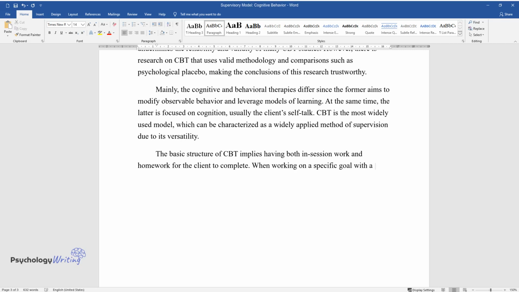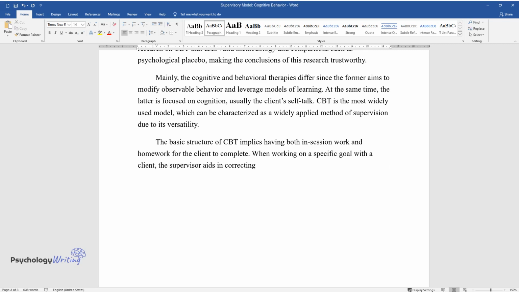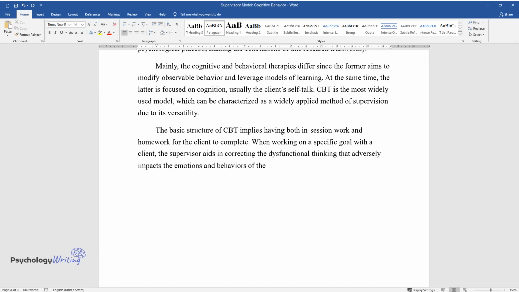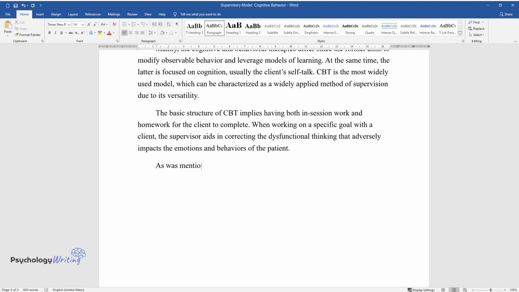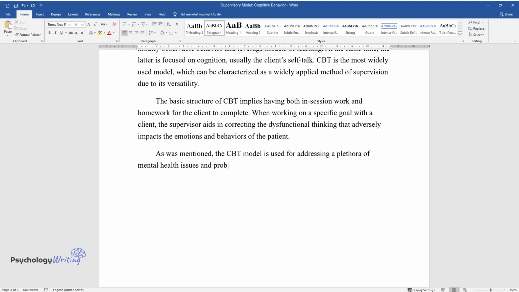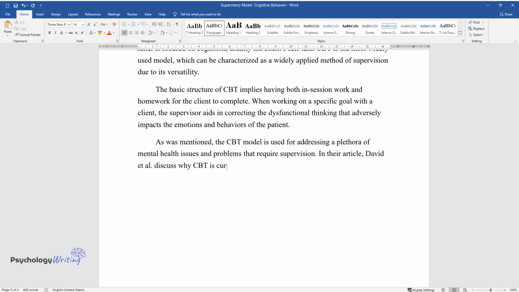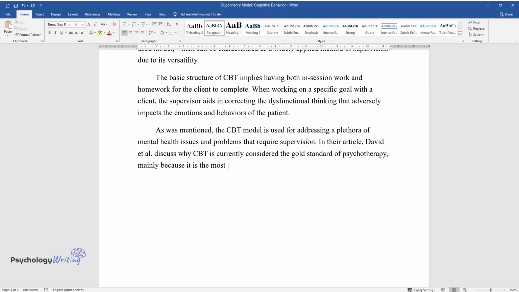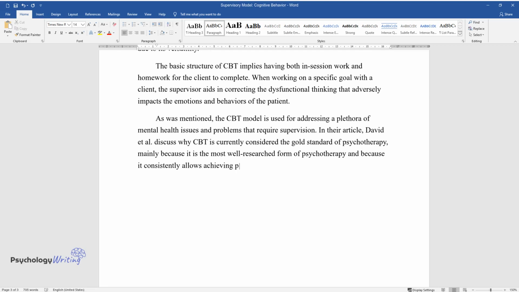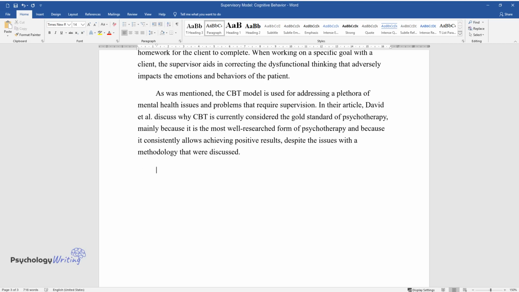When working on a specific goal with a client, the supervisor aids in correcting the dysfunctional thinking that adversely impacts the emotions and behaviors of the patient. As was mentioned, the CBT model is used for addressing a plethora of mental health issues and problems that require supervision. In their article, David et al. discuss why CBT is currently considered the gold standard of psychotherapy, mainly because it is the most well-researched form of psychotherapy and because it consistently allows achieving positive results, despite the issues with the methodology that were discussed.